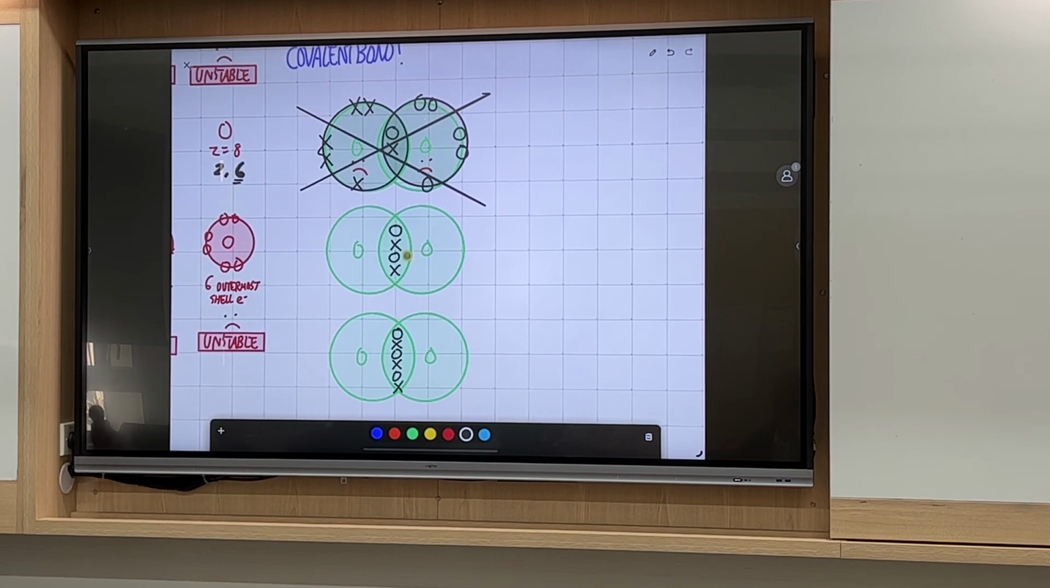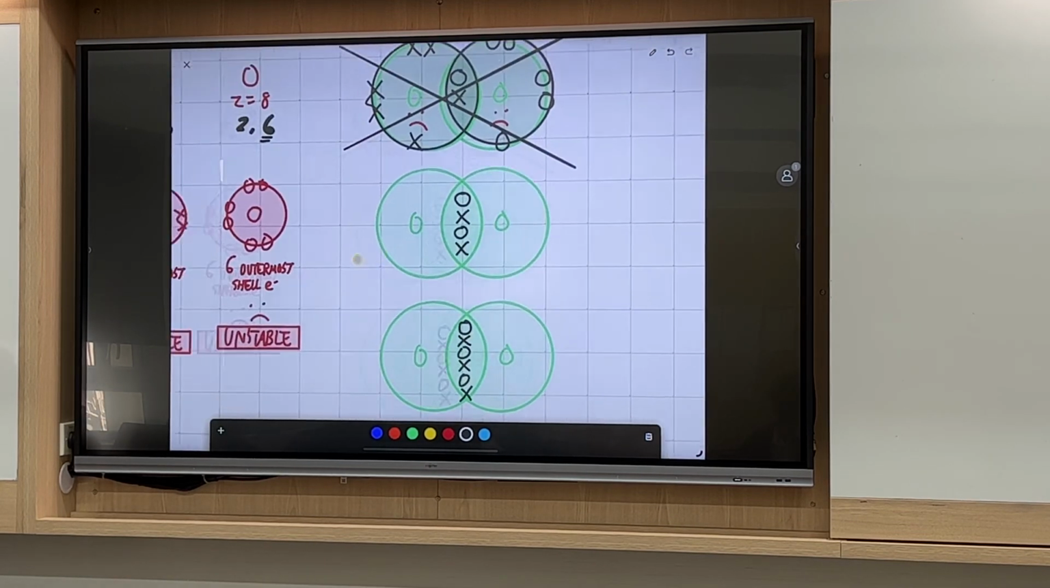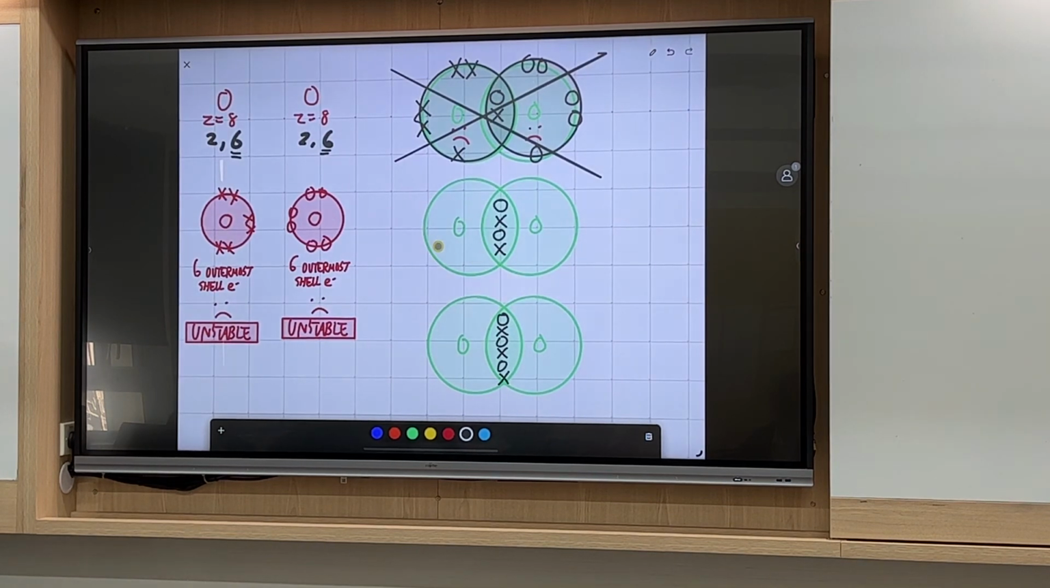What about 2? Let's try to share 2 pairs of electrons. How many unpaired electrons will be left on the left O? Yes, 4. Do we all agree that there are 4 on this one now? Because you had 6, you share 2. That means you have 4 left. 6 minus 2 is 4. So you have 4 also on here.